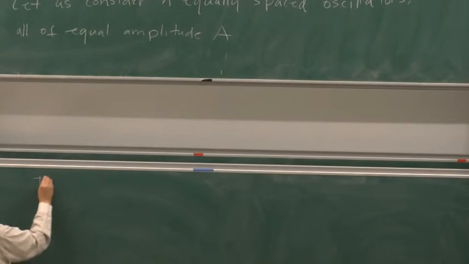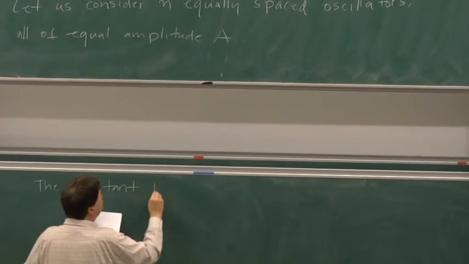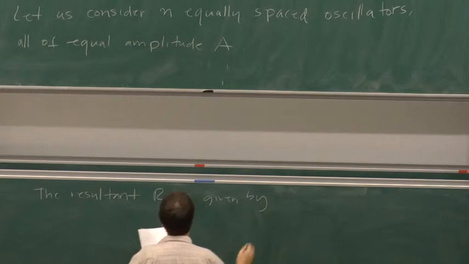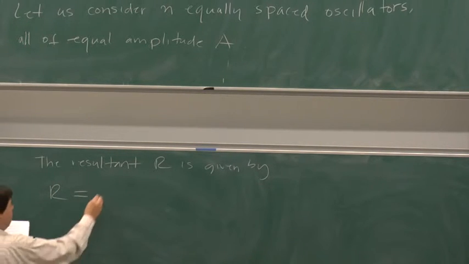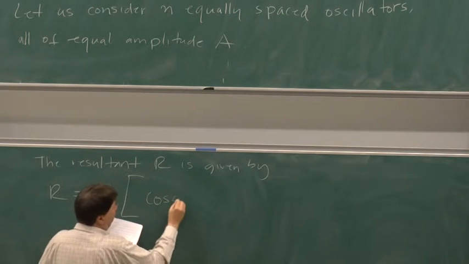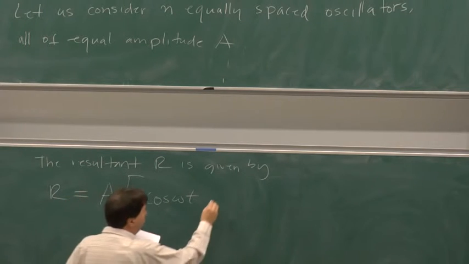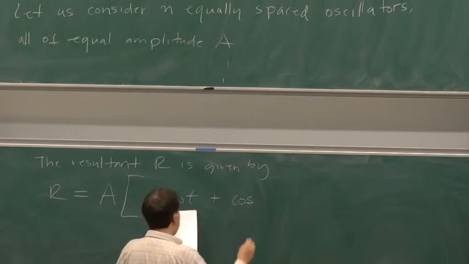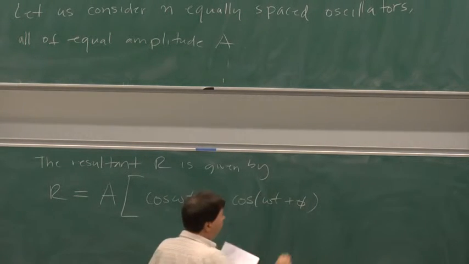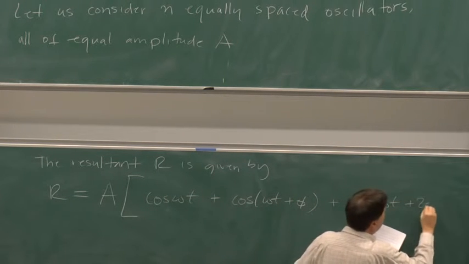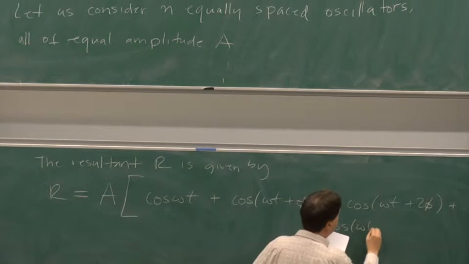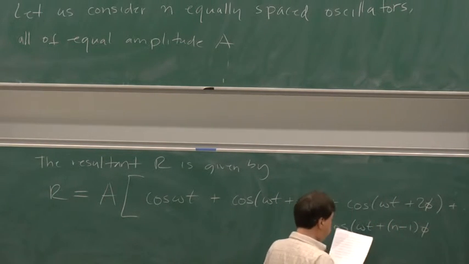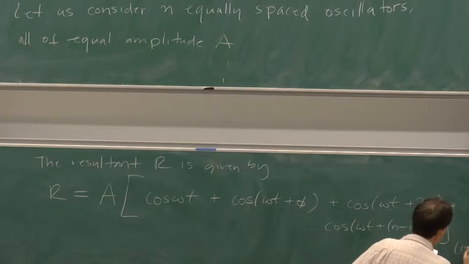So then the resultant R is given by... I should say, of course, the oscillators have to be equally spaced as well, so that they're equally spaced and of equal amplitude. In that case, the resultant R is just, we take the amplitude outside, and then we've got, again, you can write it with cosines or exponentials. I'll stick with what's on the VLE lecture notes, in terms of cosines: cos omega t, plus cos(omega t plus phi), plus cos(omega t plus 2 phi), plus dot, dot, dot. Obviously, the series goes on until I get up to cos(omega t plus (n minus 1) phi). And let's make that equation 15.1.